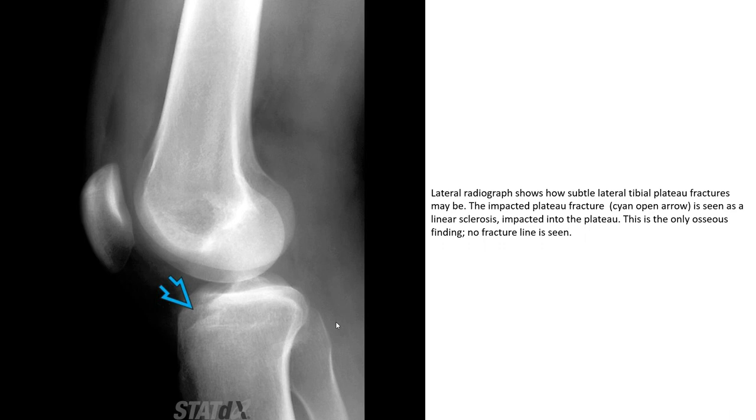The lateral radiograph shows how subtle a tibial plateau fracture may be. The impacted plateau fracture is seen as a linear sclerosis impacted into the plateau. This is the only finding; no fracture line is seen.